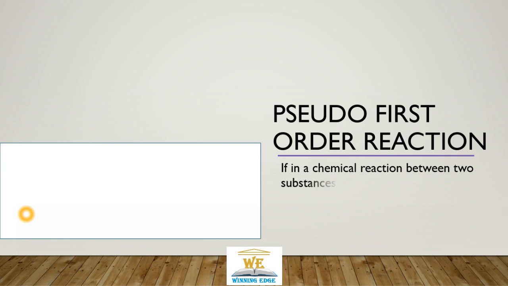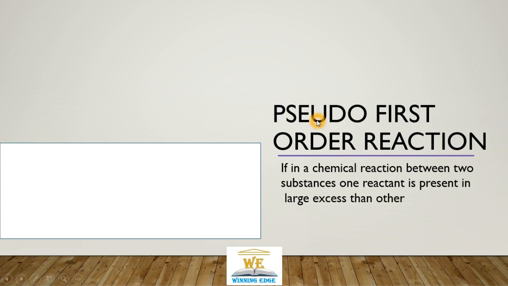Pseudo first order reactions. Now, what is the meaning of a pseudo? Pseudo means that it looks real, but actually it is not. So in many chemical reactions, it may appear that two reactants are involved. So definitely that reactant is having a role.